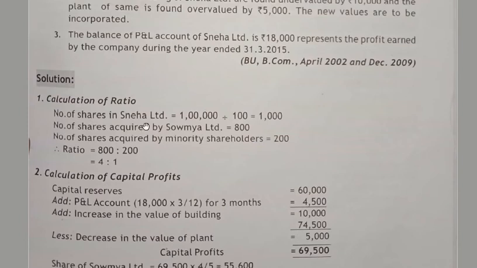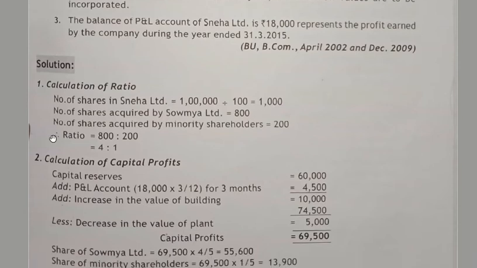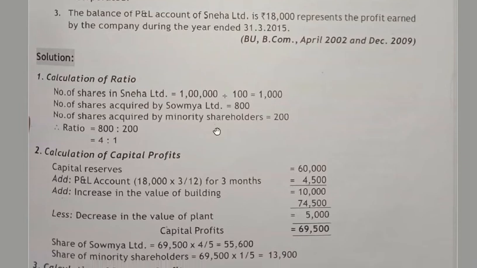The share capital of Sneha Limited is 1 lakh, which is divided by 100 rupees per share value. So the total number of shares is 1000. The number of shares acquired by Somya Limited is 800 shares, and the number of shares held by the minority shareholders is 200. So the ratio is 800 to 200, which is 4 to 1. Now the calculation of capital profits, capital reserve.